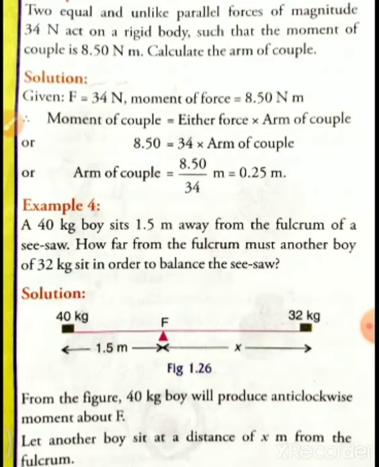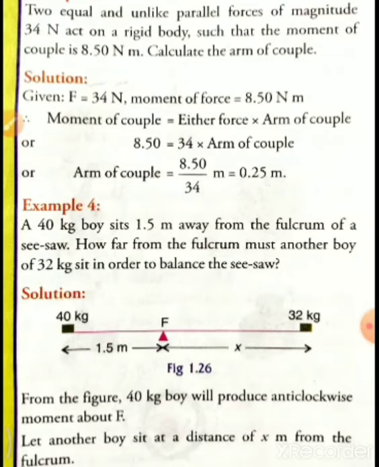How far from the fulcrum must another boy of 32 kilogram sit in order to balance the seesaw? So on the right hand side, a 32 kilogram boy is sitting. How much distance must he sit so that it will be balanced? Obviously, because the right hand side boy is lighter than the left hand side boy, he must sit farther away from the fulcrum, that means more distance as compared to the heavier boy.